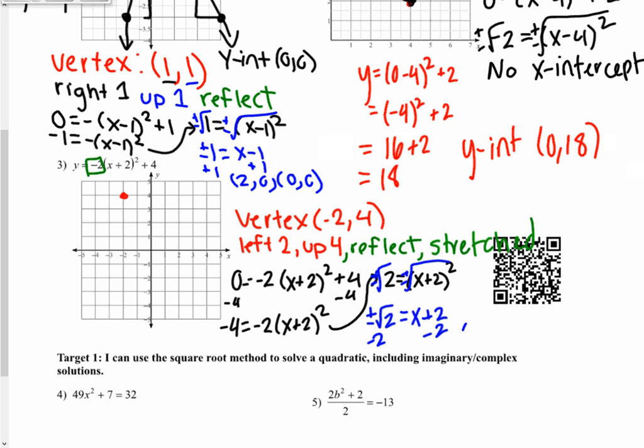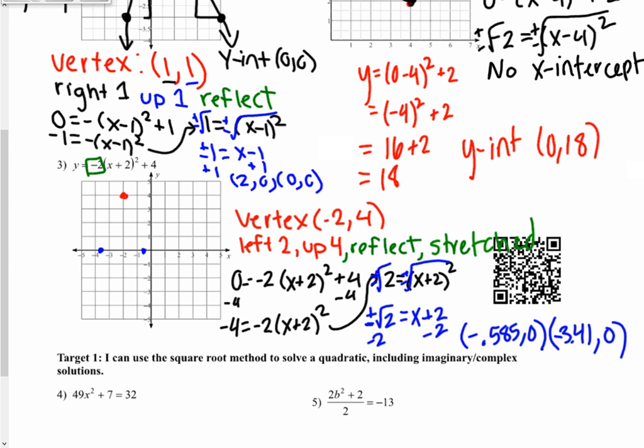tells me my first x-intercept is at -0.5850. Then I'm going to do negative square root of 2. So the negative square root of 2 minus 2 tells me my other x-intercept's at -3.41, 0. So we can approximate those two decimals. Again, we can't expect you to have it absolutely perfect, but in between 0 and -1, and in between -3 and -4.